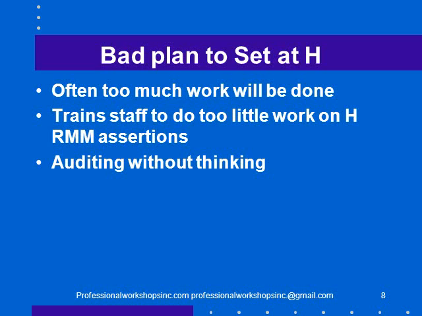The other thing this does is if staff then say, well, I'll assess it as high, but I actually really don't see a problem, so I'm not really going to do much work, we're going to be training staff to do too little work on assertions where risk of material misstatement really is high, and we really need to do a lot of work. So this is training people, and this is auditing without thinking, and that's a bad plan. We need to stop and think about it, follow the standards, consider whether or not the presumption has been rebutted, and design the audit accordingly.